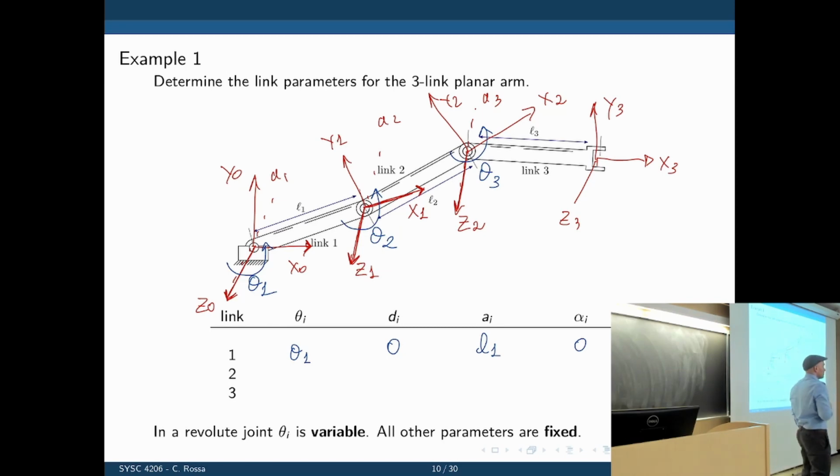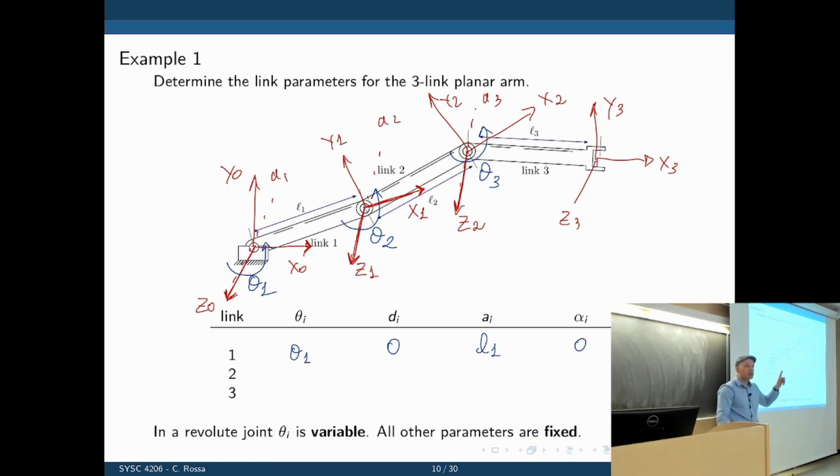Can I just say d1 equals alpha 1? Why? Because they're on the same plane. So you should treat each of these operations independently. There's no connection between them. They are completely independent operations. Let's analyze them one by one.